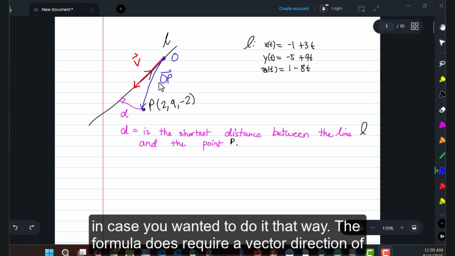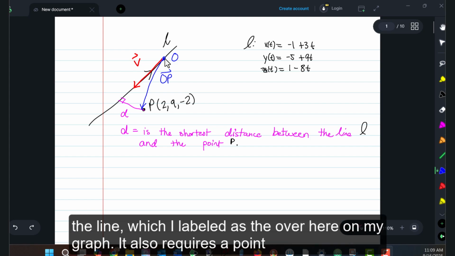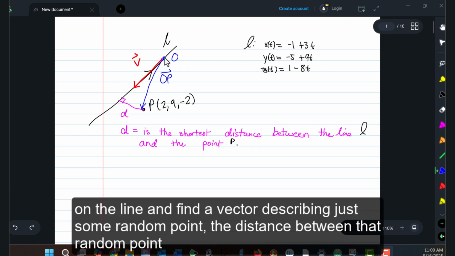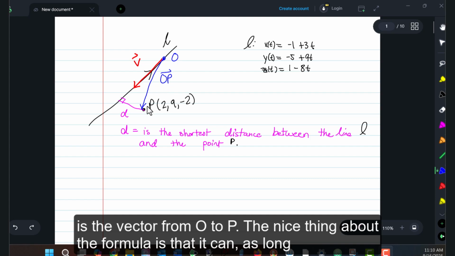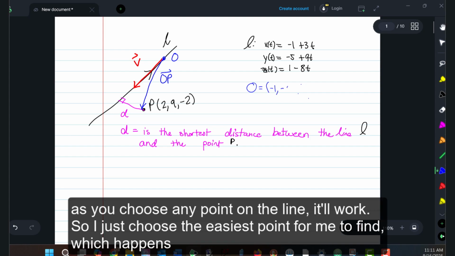The formula does require a vector direction of the line, which I labeled as V over here on the graph. It also requires a point on the line and a vector describing the distance between that random point and the point that we're looking at. So I'm going to find a point on the line and say this blue vector is the vector from O to P. The nice thing about the formula is that as long as you choose any point on the line, it'll work.